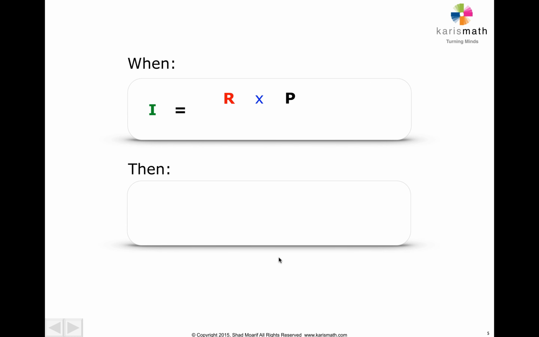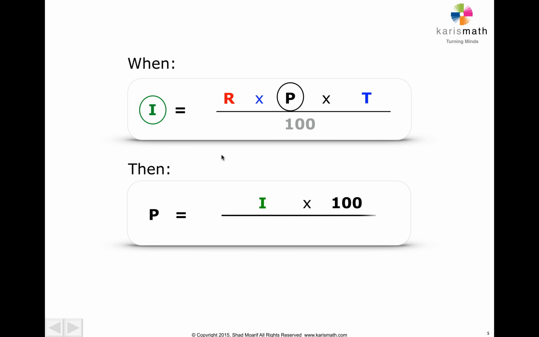Do you want to try it one more time? Okay, let's try it again. You do it. This is what we know, and we want to know what P is. What is it? You tell me. Everybody. That's right. I times 100 over R times T, or T times R.